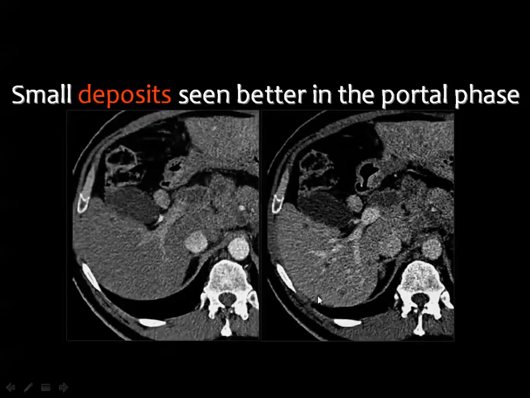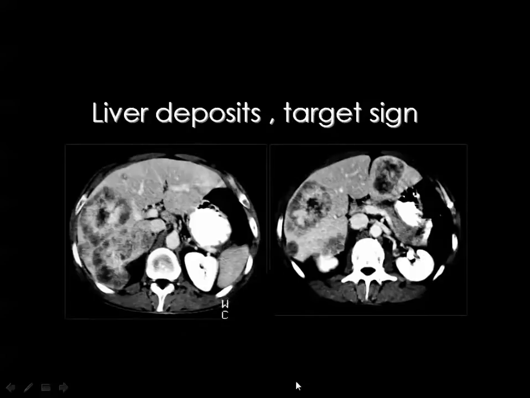Then you see the metastatic deposits as hypodense foci on the background of enhanced liver parenchyma. As I have said, the target sign is one of the suggestive diagnostic criteria of metastatic deposits, particularly if the outer ring is non-enhancing, then you got an enhancing ring, and so on.